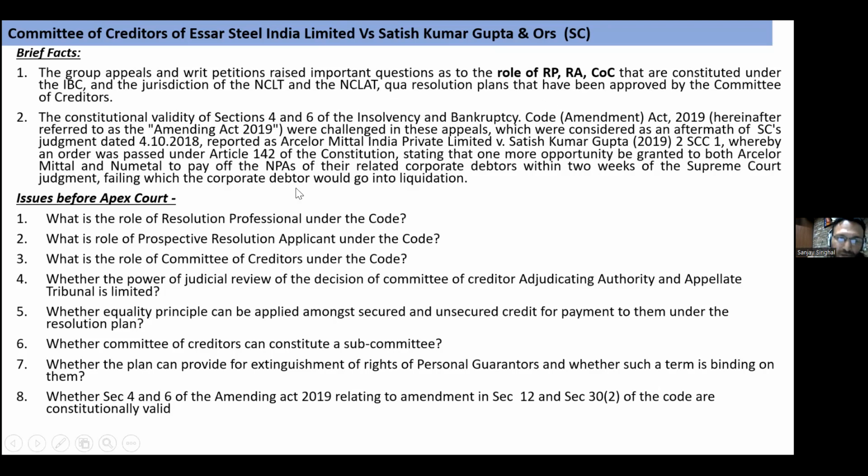So what was the issue before the Supreme Court? The role of the resolution professional, the role and right of the PRA, prospective resolution applicant. What is the role of COC? What is the power of judicial review of a decision of COC by the adjudicating authority and the appellate tribunal? Whether the COC can constitute a subcommittee, and whether the plan can provide for extinguishment of the right of a personal guarantor. So these are the different issues which have been decided by the Supreme Court in this case.